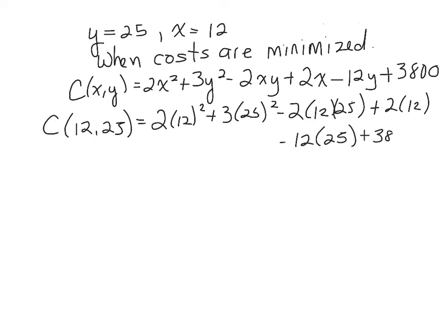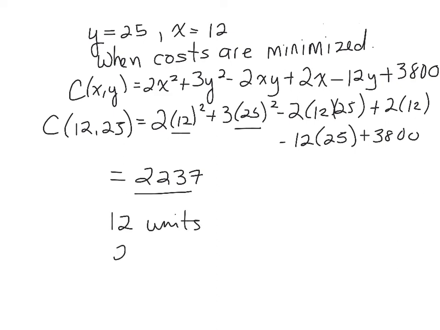And when we use our order of operations correctly, by doing our exponents first, then our multiplication, then adding them all up, this value is going to equal 2,237. So that will be the minimum cost when you produce 12 units of electrical tape and 25 units of packing tape.